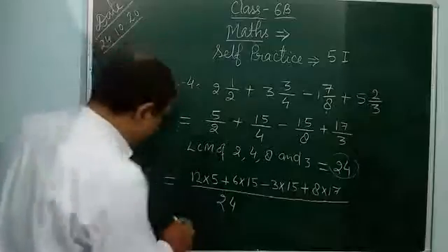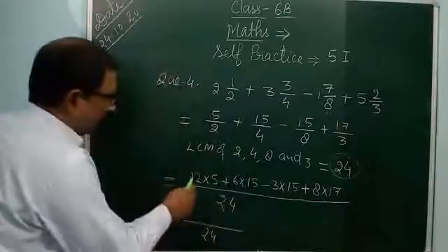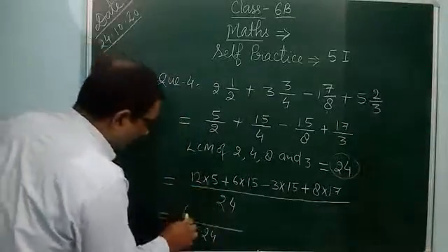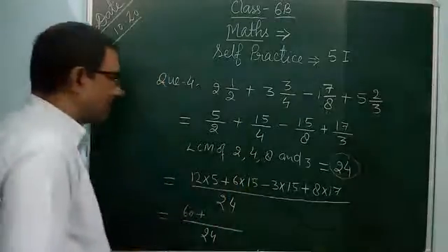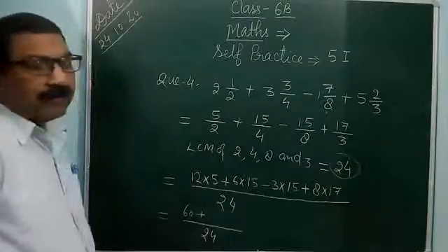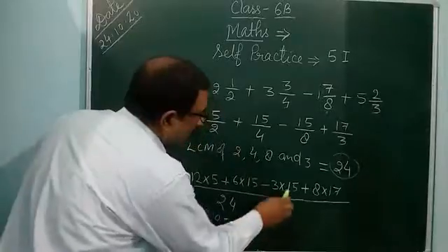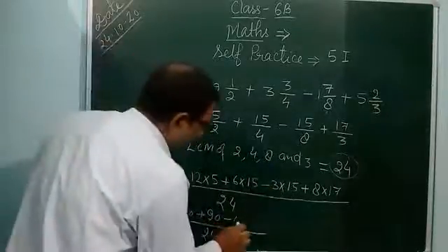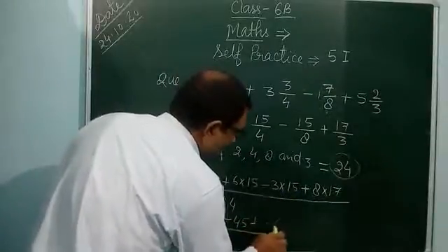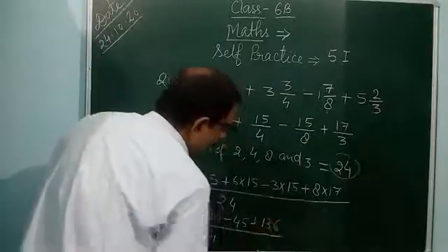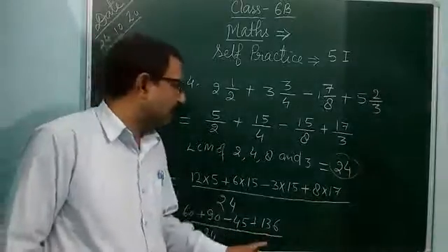After that, you can do like that. 24, 12 fives are 60 plus 15 sixes are 90 minus 15 threes are 45 plus 17 eights are 136.